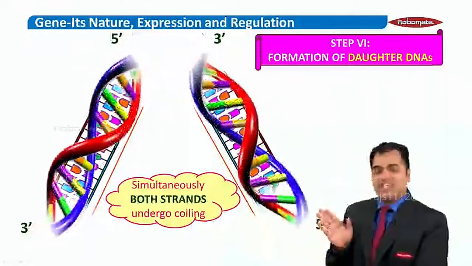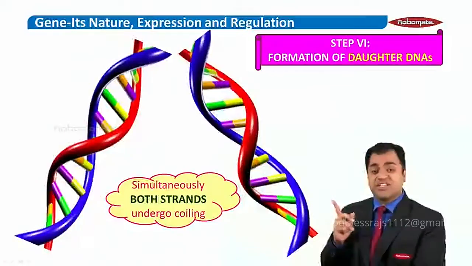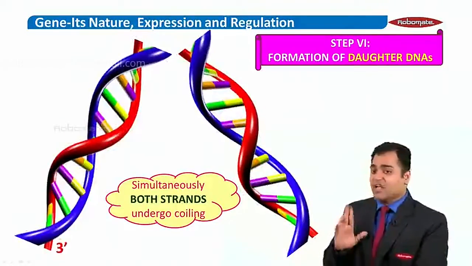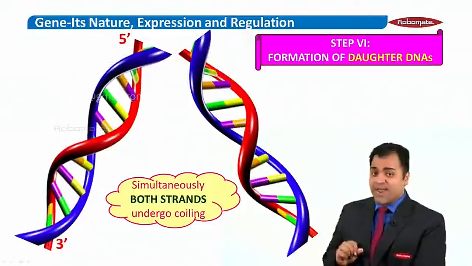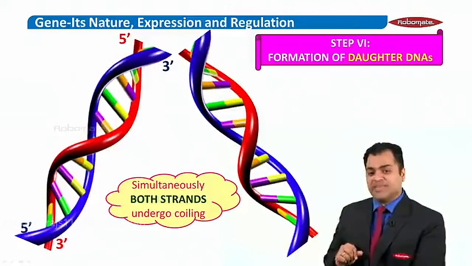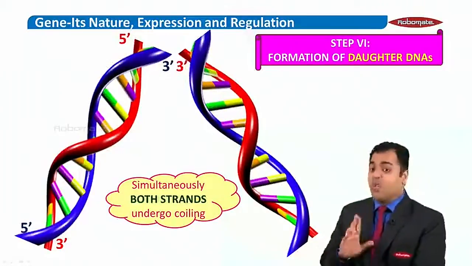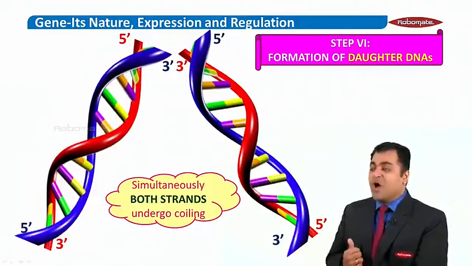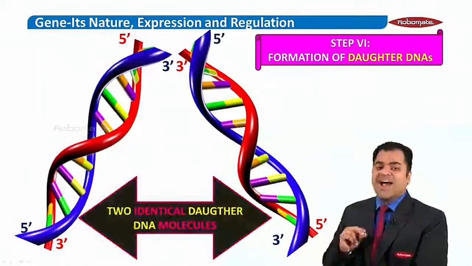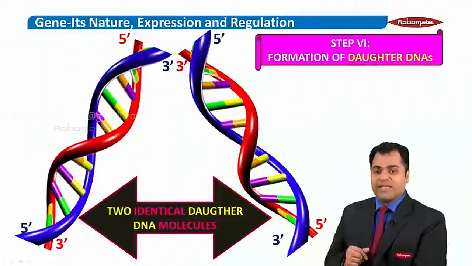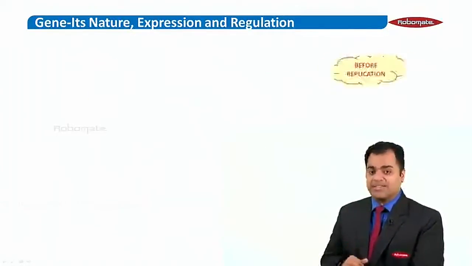There you go. See how they have coiled back to their original double helix shape. Yes? Look at the orientations. You have one 3' 5' old strand, and then you have one 3' 5' new strand in the opposite direction. Same way on the right hand side, you have one 3' 5' old strand and one 5' 3' new strand in the opposite direction. And these will be called two identical daughter DNA molecules. Is that okay?